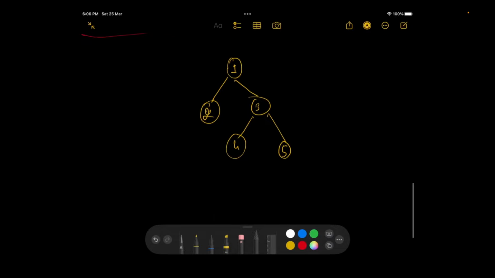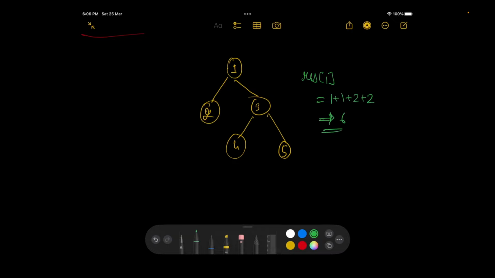So let's talk about this tree. Now what would be the result of 1? Okay, yeah. Your result of 1 would basically be the distance of all the nodes from this node. So 2 is at a distance 1, 3 is at a distance 1, 4 is at a distance 2, and 5 is at a distance 2. It becomes 1 plus 1 plus 2 plus 2, right? Which actually gives you 6.